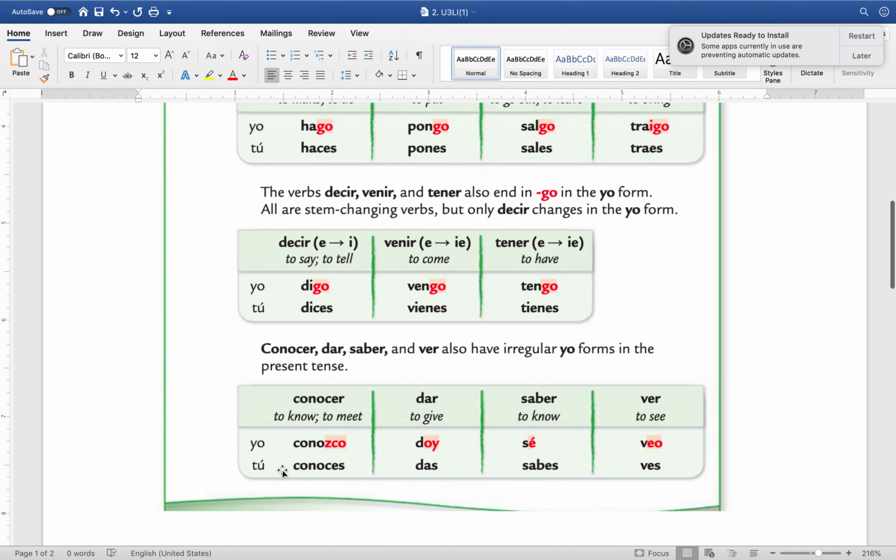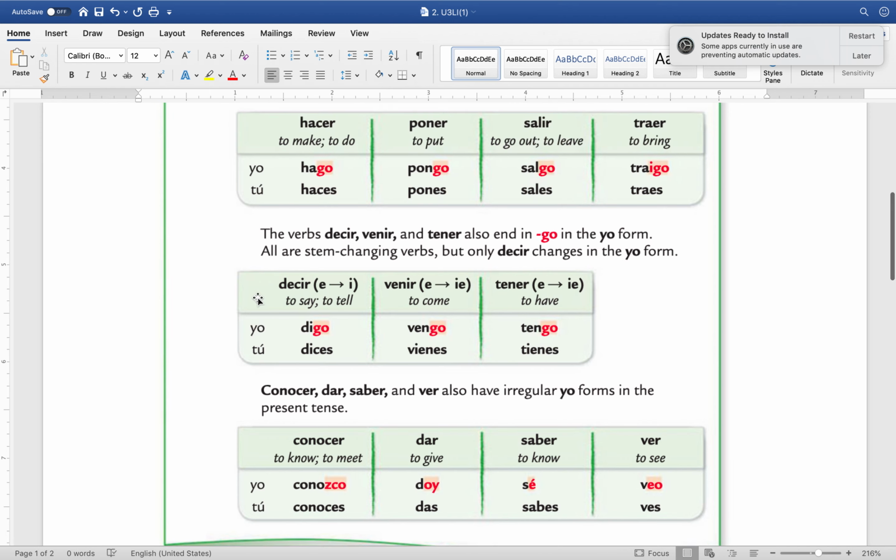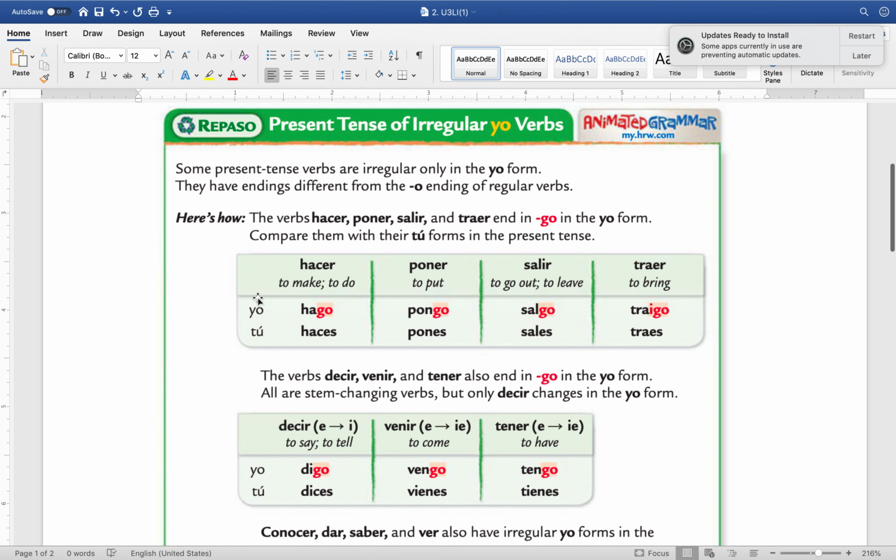For the rest, for tú, él, ella, nosotros, ellos, and ustedes, you have to follow the chart. You have to look at the ending of the verb, then you drop the ending and add what you need to add. You do that for all of them except for yo. Don't do it for yo. That's the reason why we call it present tense of irregular yo verbs.